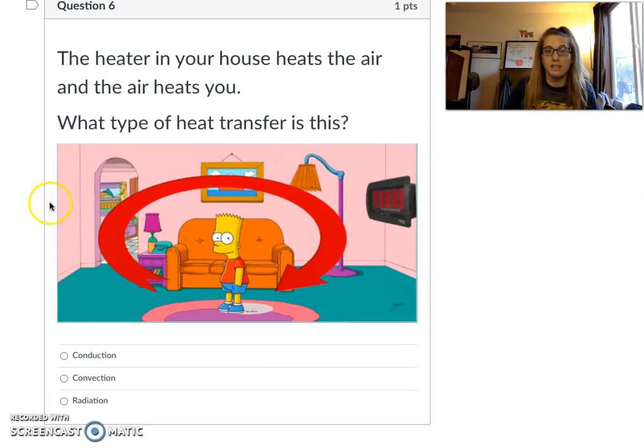Question 6. The heater in your house heats the air, and the air heats you. What type of heat transfer is this? So you can see I've got the heater in the house. It heats the air, and the air circles and heats all of Bart Simpson, this guy. Is that conduction, convection, or radiation? Press pause and find your answer. Press play when you are ready.